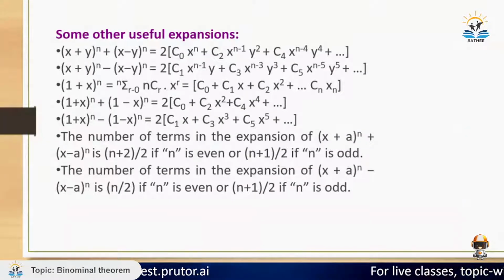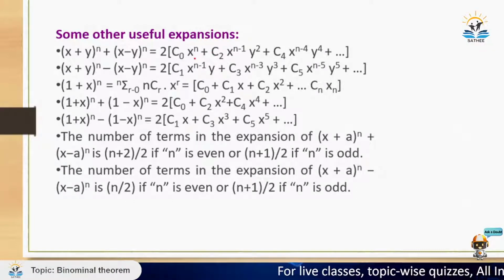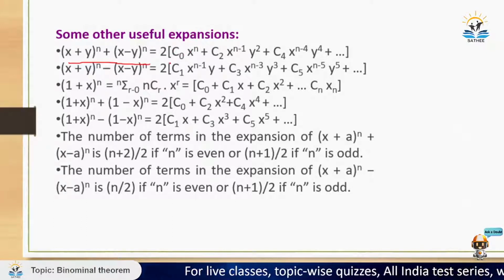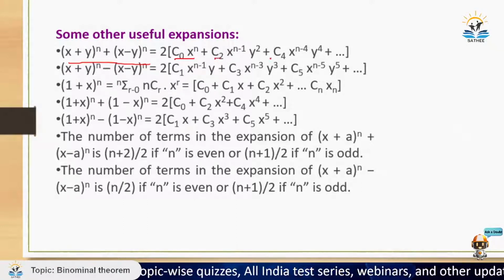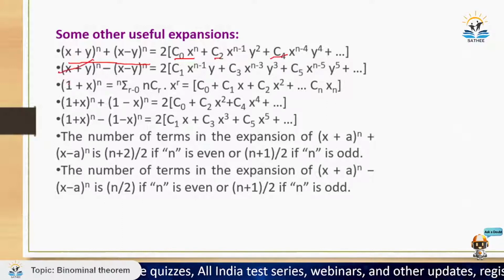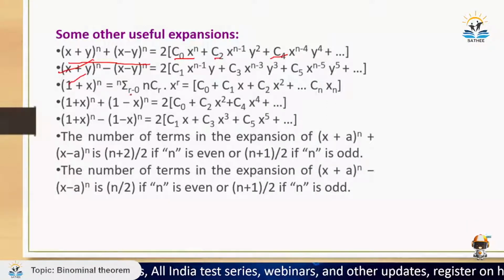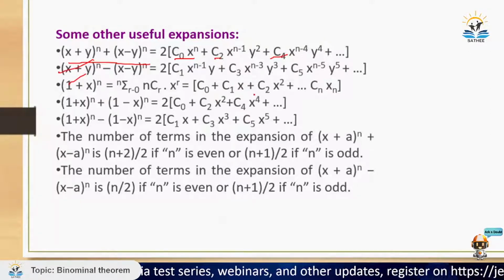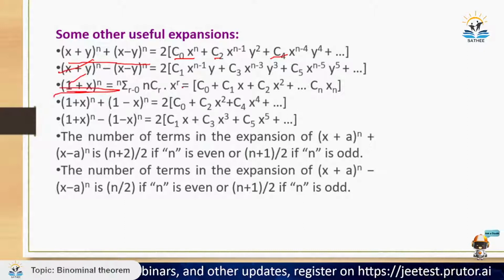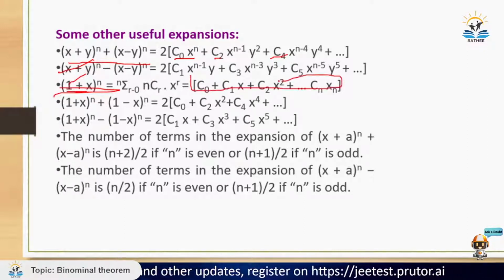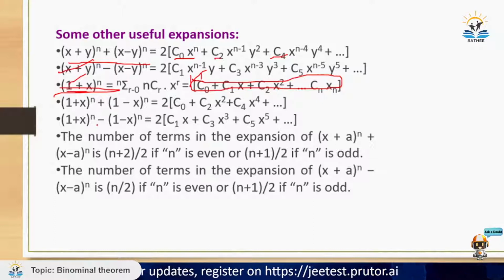Now let's open some expansions which are useful, which you must remember. You can also open them there, but if you remember, then it would be good for you. Like (x plus y) power n plus (x minus y) power n is, again, as I told you in the previous question, negative terms will get cancelled out, and you will get only even terms C0, C2, C4. Okay. Similarly, this one: (1 plus x) power n is C0 plus C1 x plus C2 x squared plus ... plus Cn x power n. Very important expansion.